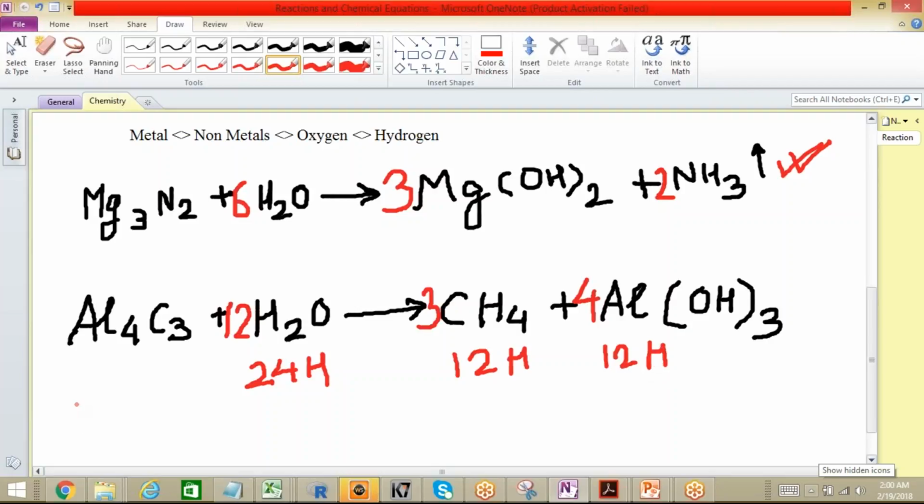Right? So the combination is again 24 atoms of hydrogen in the reactant and 24 atoms of hydrogen in the product as well. So this is how you can balance your given equation, and this means this equation is completely balanced. Right? Now let me take a last example here, to see how we can proceed for this one.